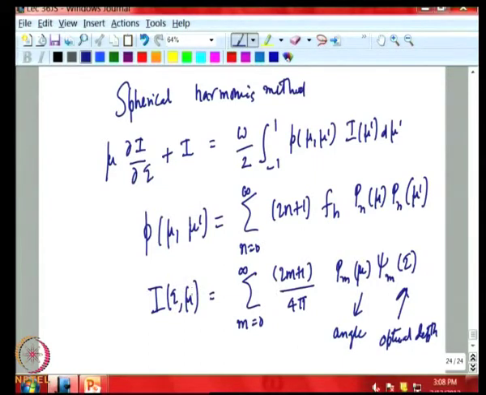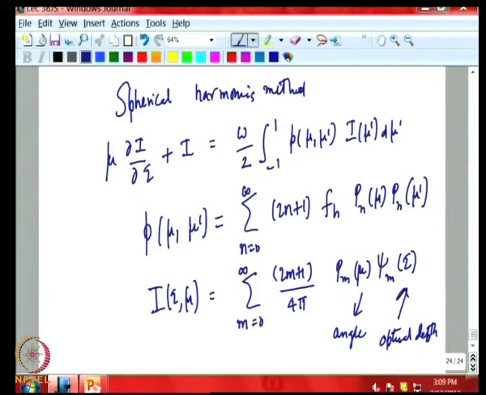Both these values can be separated into a product form, one which depends on the optical depth alone multiplied by a dependence on angle alone. So, this is an approximation, but based on the experience in solving differential equations using separation of variables, we know that this technique will work. Notice that we use Legendre polynomials on both sides, both for the phase function and for the intensity function.